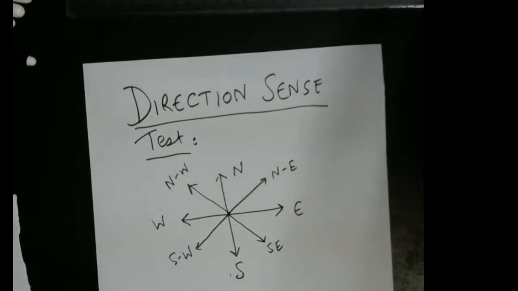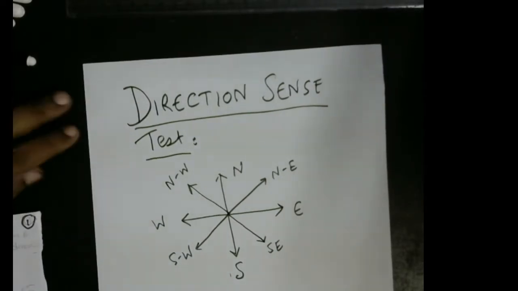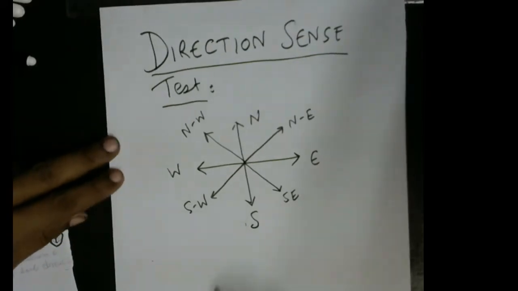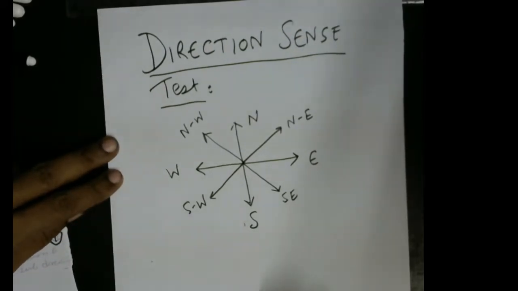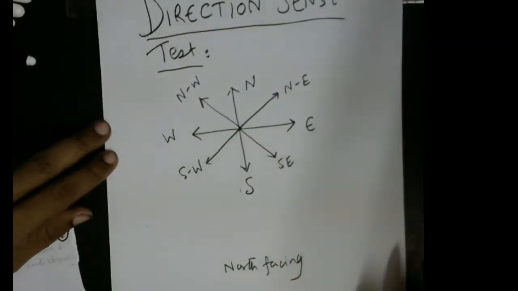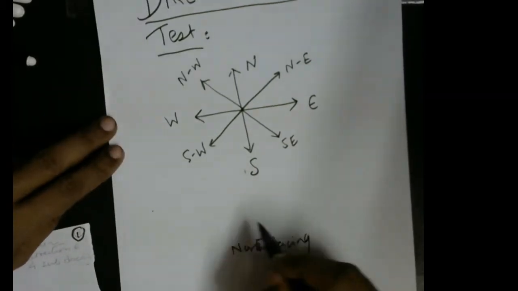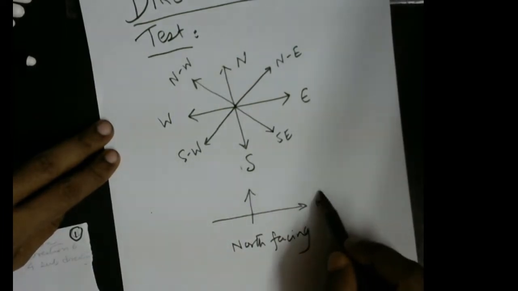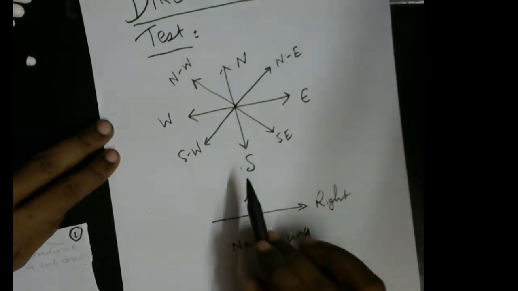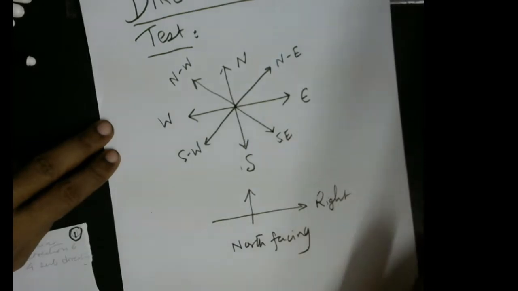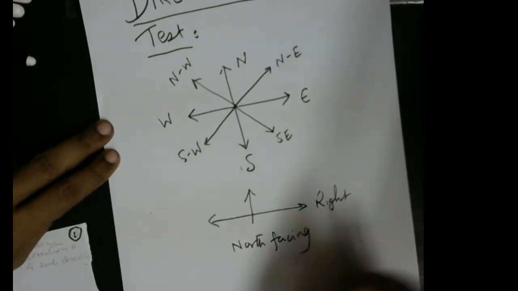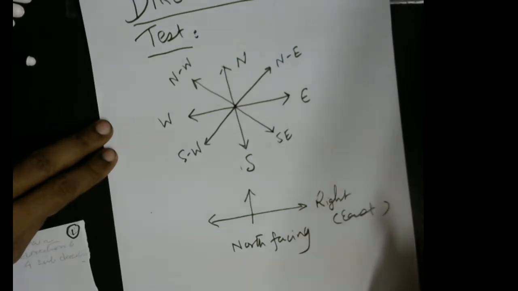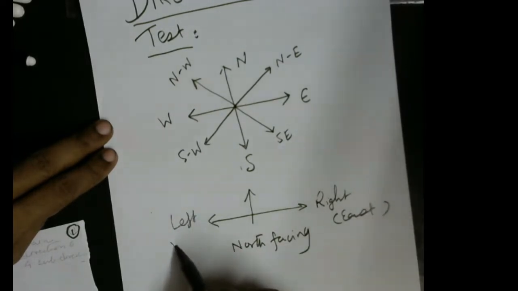Now normally we assume that it is the north direction if it is not mentioned, but that should be mentioned. The second thing we need is north facing. If I say anything is facing north, then this direction is north, and this side is called the right hand side. Always imagine that you are standing facing north; your right hand side is east, and the left side is always west.